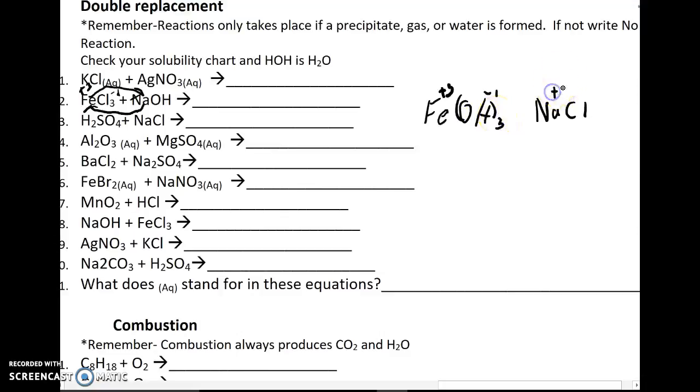So it's Fe(OH)3. And then sodium has a +1 charge, and chlorine has a -1 charge. So when I head over here, now I can write those in nice. Fe(OH)3 plus NaCl. So that is a double replacement reaction. The precipitate that was formed was the iron hydroxide, iron 3 hydroxide to be more specific. And those are my products. So I have successfully predicted the products of my double replacement reaction.